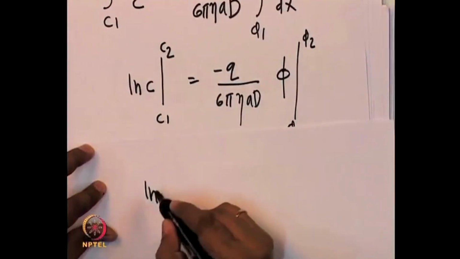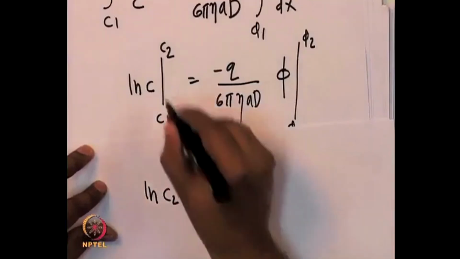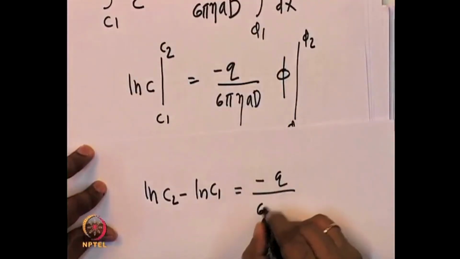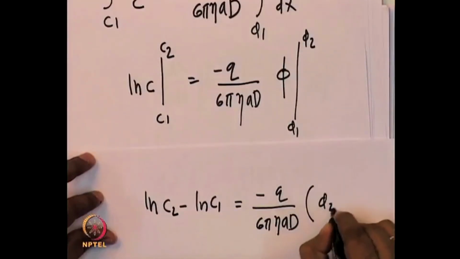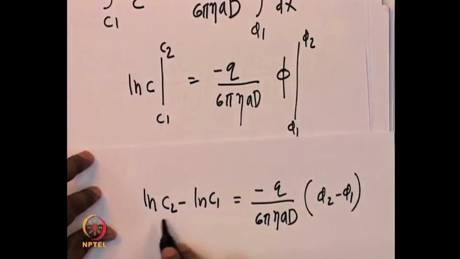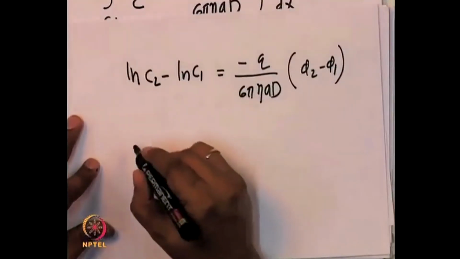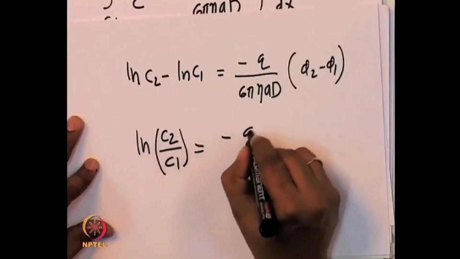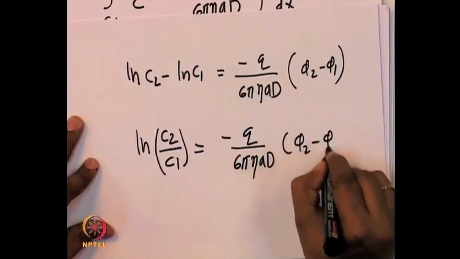So, you have ln c 2 minus ln c 1, if you apply limits on the left hand side, you get this, minus q 6 pi eta a d, phi 2 minus phi 1. If I apply the limit here, it is phi 2 minus phi 1. So, log a minus log b is log of a by b. So, I can write this log c 2 minus log c 1 as log of c 2 by c 1 is minus q by 6 pi eta a d into phi 2 minus phi 1.